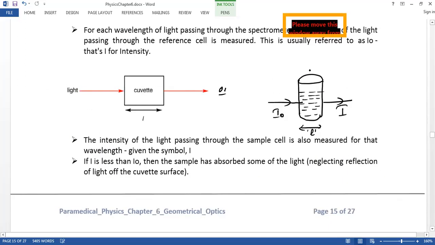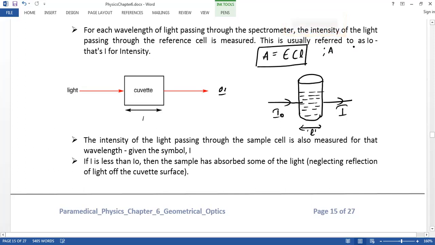So here we'll write the formula of Beer and Lambert law, that is A is equal to epsilon CL. This is the formula of Beer and Lambert law. Here A is the absorbance of the solution. It has no unit.